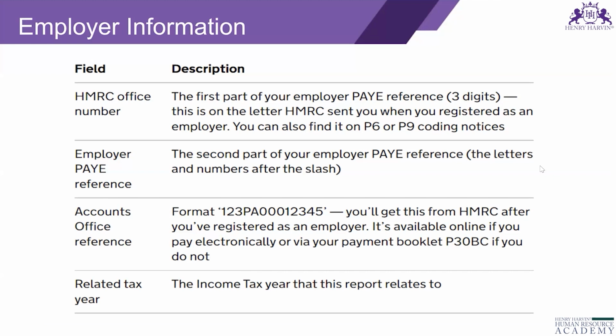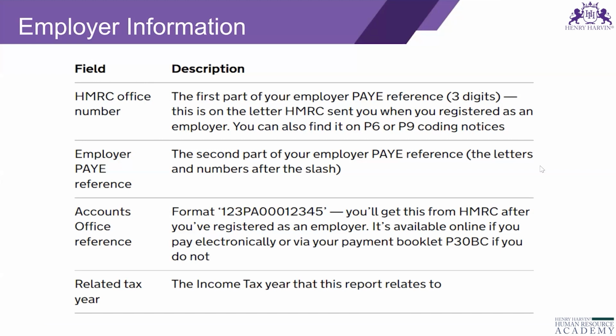Employer pay reference. The second part of your employer pay reference should be mentioned here: the letters and numbers after the slash. And the accounts office reference will be mentioned in this field. The format is similar to what is mentioned here. You'll get this information from HMRC after you have registered as an employer. This number also you'll get.